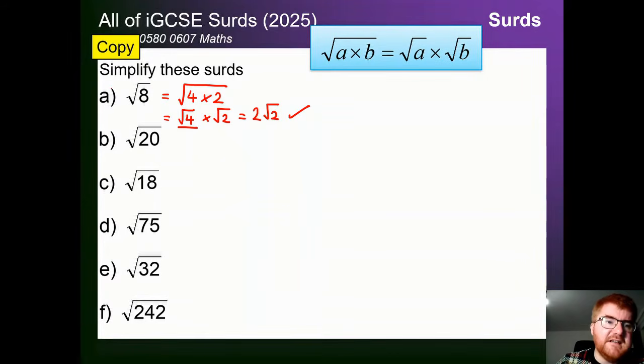Let's do question D as well here. So the square root of 75, two numbers that multiply to give me 75.